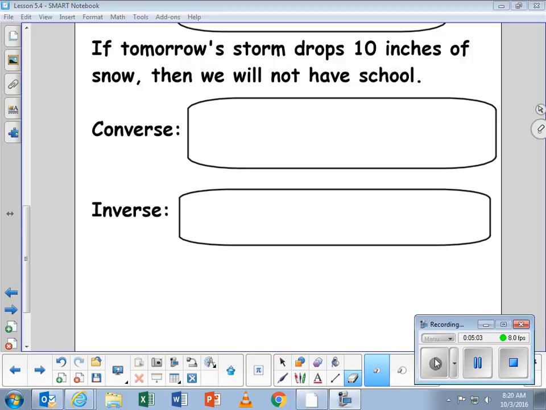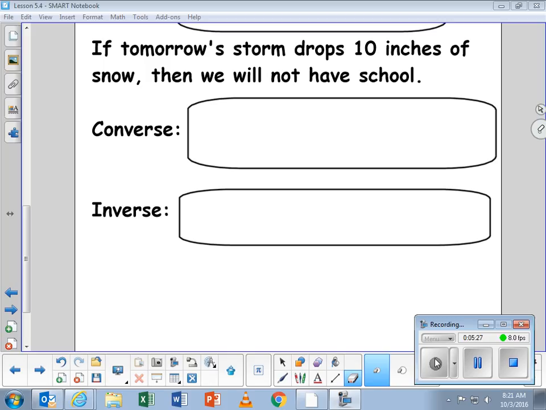Okay, here we have a new conditional. Remember, this is chapter 5, lesson 4. It's usually quite a bit later in the year when I'm talking about this, and we're excited about potential storms. So we have here, if tomorrow's storm drops 10 inches of snow, then we will not have school.